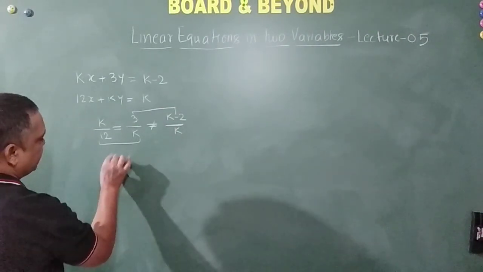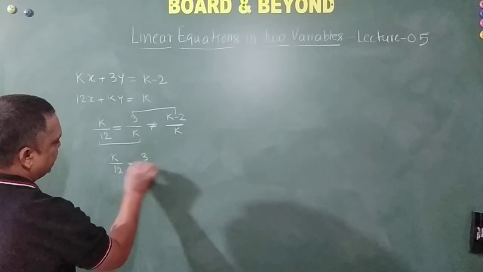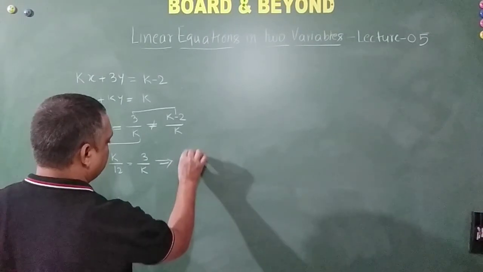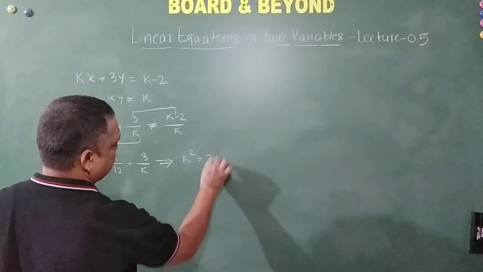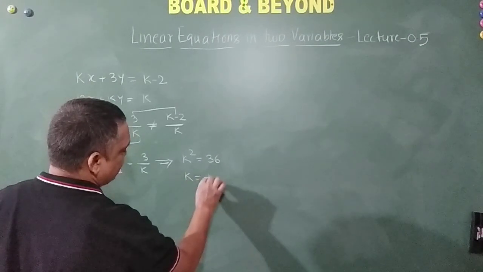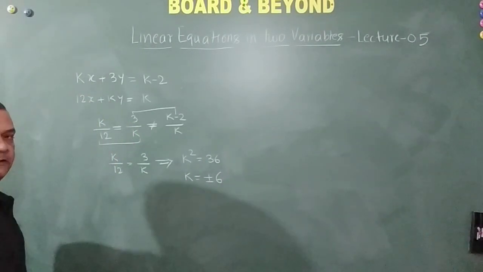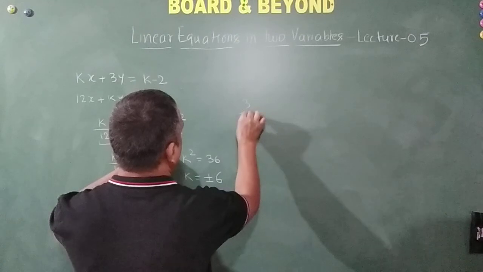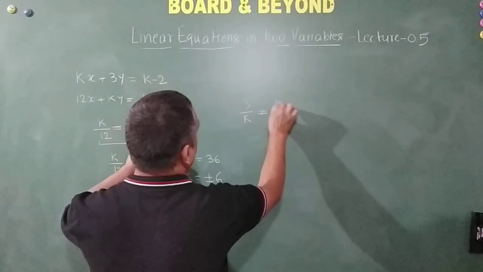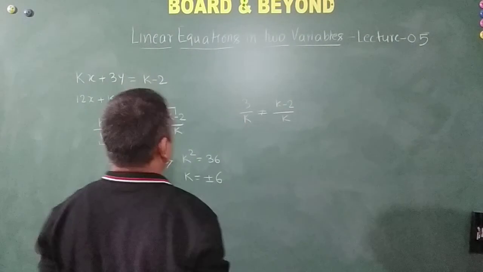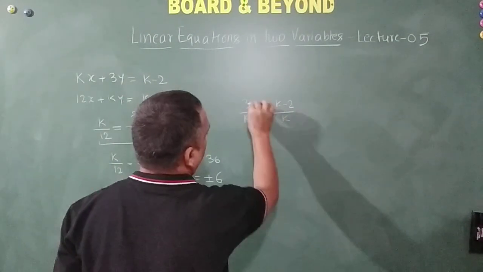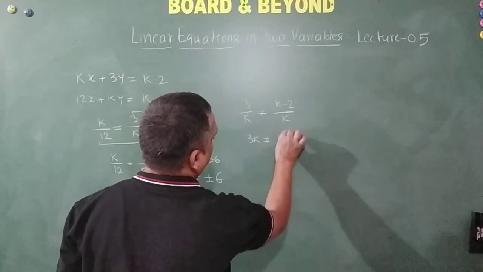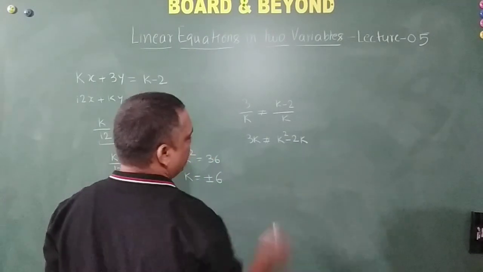So this part says that k by 12 is equal to 3 by k, right friends? Which also gives us k square is equal to 36, right? So k is equal to plus or minus 6. Now we'll take the next part, that is 3 by k is not equal to k minus 2 by k, right? Okay, so we cross multiply, so 3k is not equal to k square minus 2k, okay?